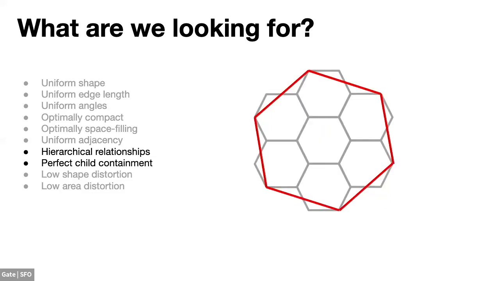Hexagons don't have quite as nice a story here. They do have an option to have a hierarchical relationship with their children, but they don't have perfect child containment. You can't make a big hexagon out of small hexagons. So what you can do is you can assign these 7 children to the parent and have a fixed margin of error between the parent and the child. So if you're willing to live with that margin of error, this can work just as well for your hierarchical system.